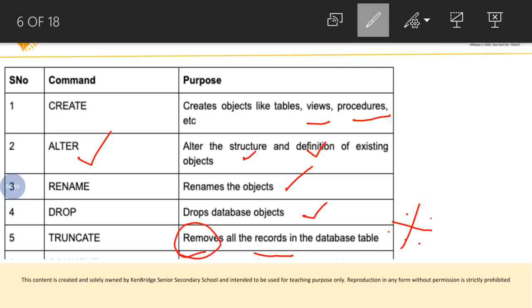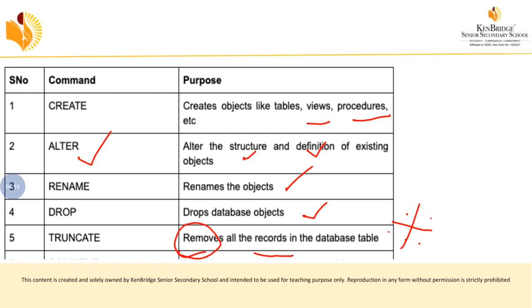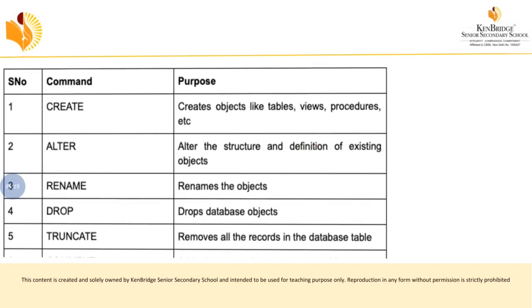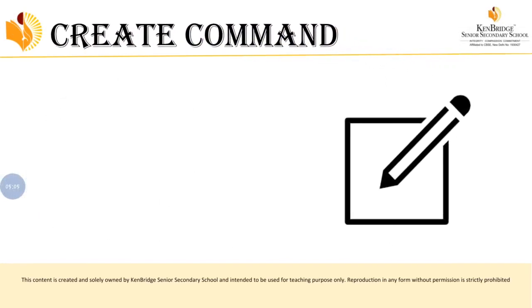Okay, so now we know the purpose of each command in DDL. Now we will see them in a detailed way. First we are going to see the create command. As I said, you can create objects in the database, and you can create a new table also. You can create a database as well as a table with the create command. So let's see the syntax of the create command.